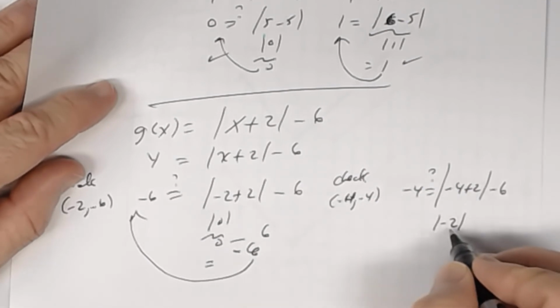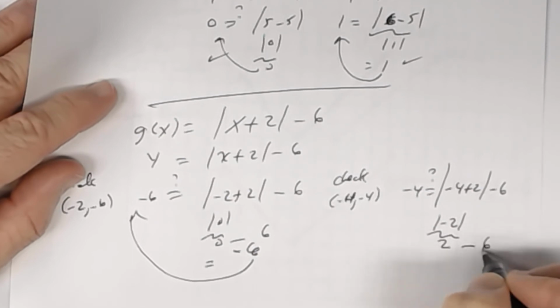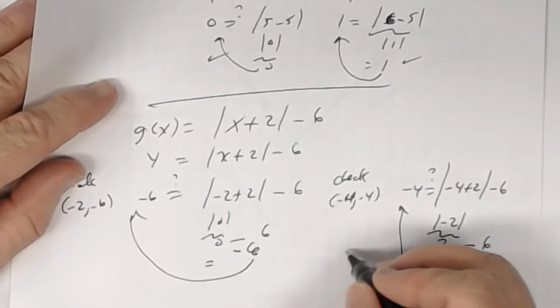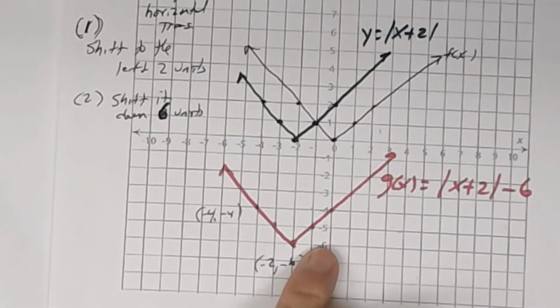I want you to notice something. The absolute value of -2 is a positive 2. And 2 subtract 6, that's -4, which is what I wanted. So what I have here is correct. That's a correct graph. That's my final transformation. All right?